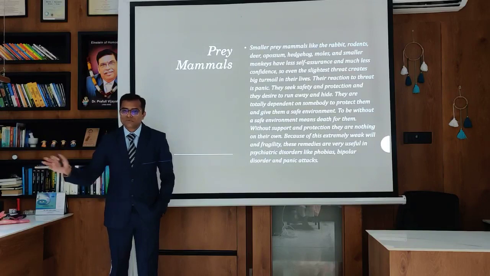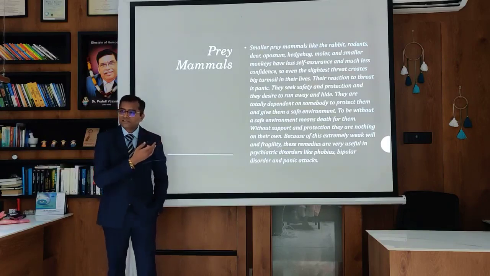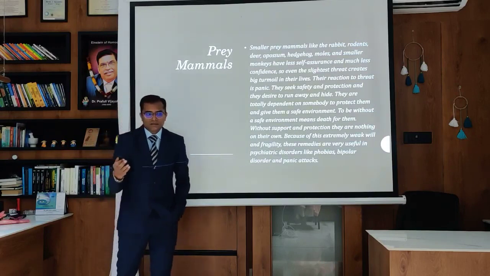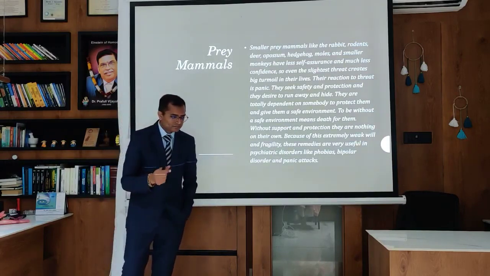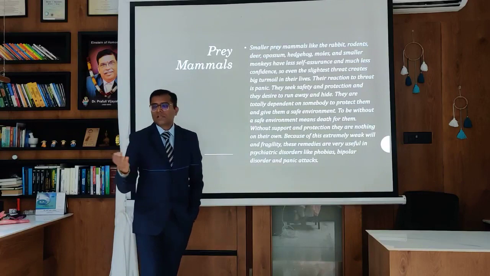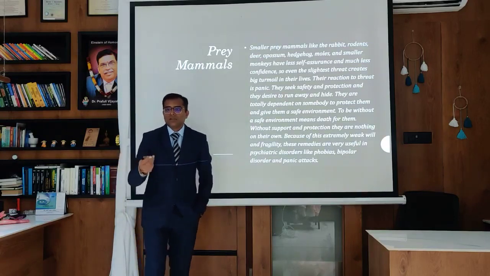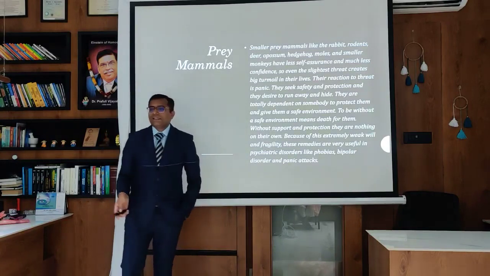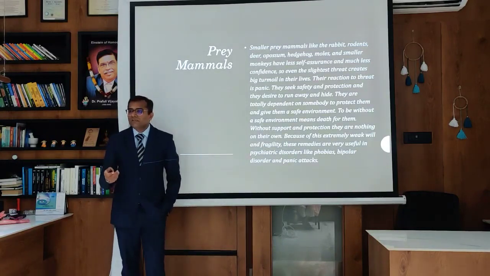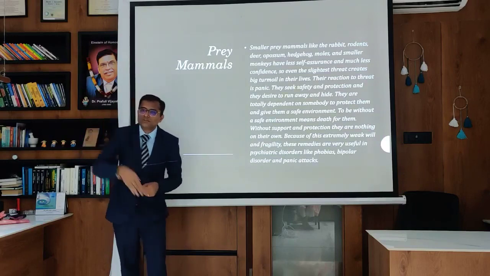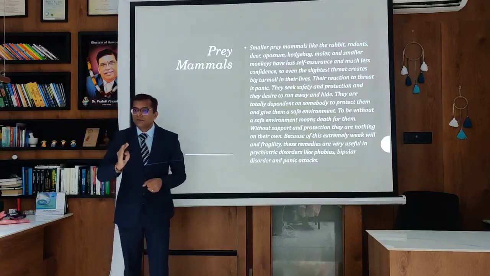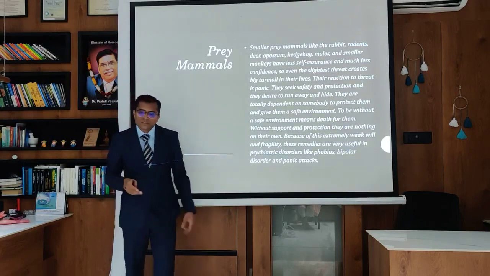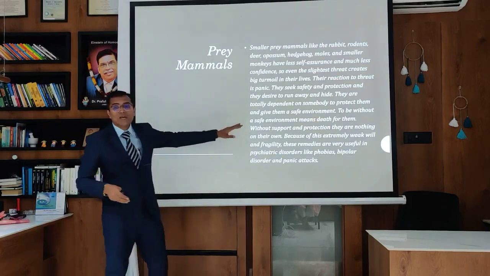We have Stramonium. Again we have Rattus norvegicus, Lac leporinum. You see what we call as rabbit. So rabbit has a fear that someone is going to prey on him. So what do they do? They go fast and they go into burrows to save their life. So this is something that they go into a state of panic reaction.